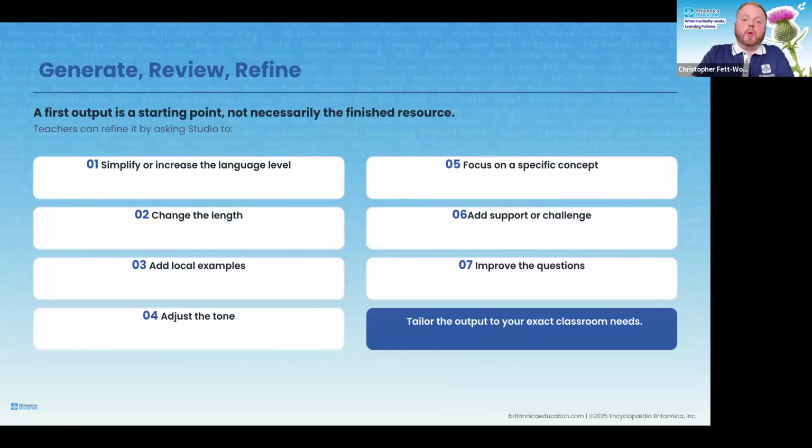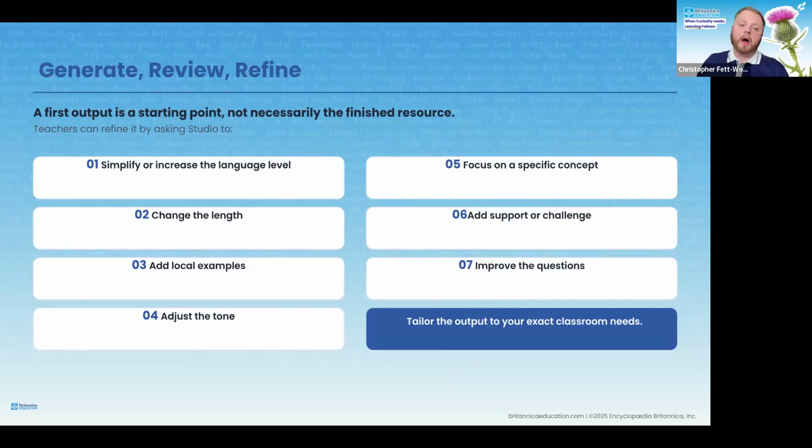So we're going to look at the generate, review, and refine idea here. So the first output is a starting point. It's not necessarily the finished resource. And when we use a tool like Studio, we're able to keep building, keep refining, and develop things further. So, key thing, like Chris mentioned, simplify or increase the language level. Differentiation is vital. We need tools that can do this, but often with the open sourcing tools, you run the risk of it pulling external information in unawares.